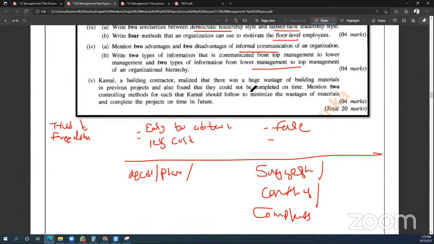Question number 5 is not applicable to this part. We will discuss the next lesson, operations management, the next day. Question number 5 is in the operations management part.